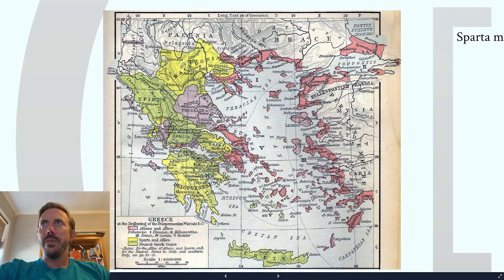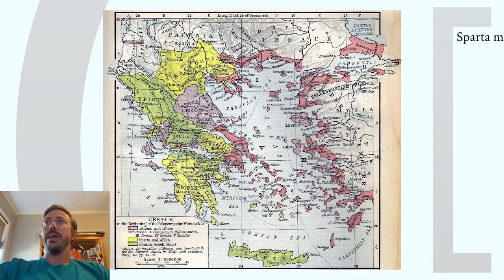And here we have the neutral up here in mainland Greece. I don't know what purple is. Purple looks to be Thessaly. We aren't looking at Thessaly one bit. So let us move on.